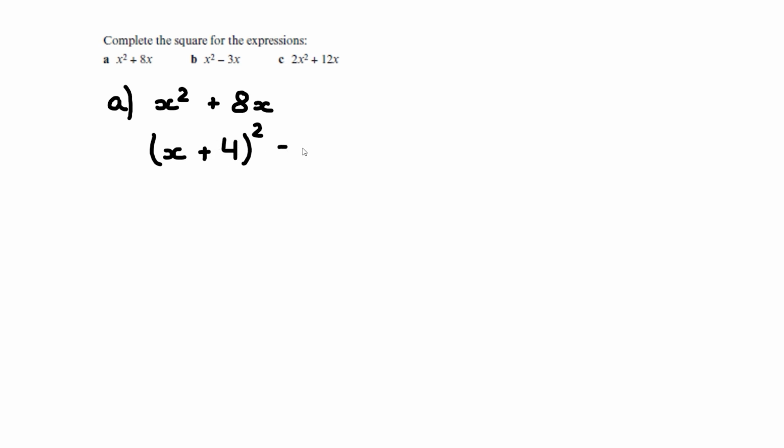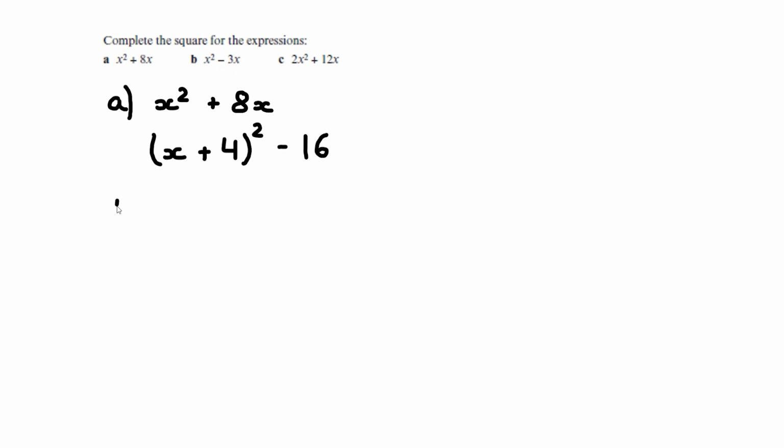So 4 squared is 16, so they basically subtracted it on the outside and got minus 16. And that's all. That's how completing the square works. You just divide this by x, divide this by 2, and then take the square of this and subtract it. So that might have been a bit confusing.